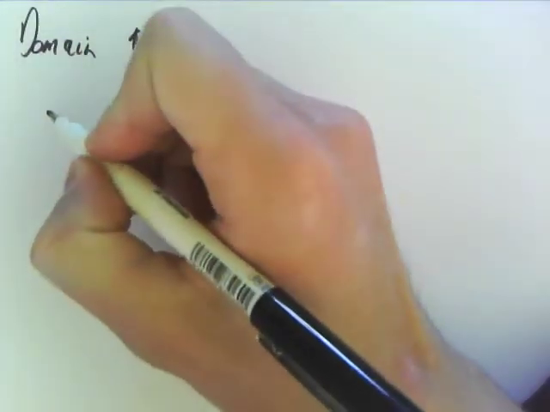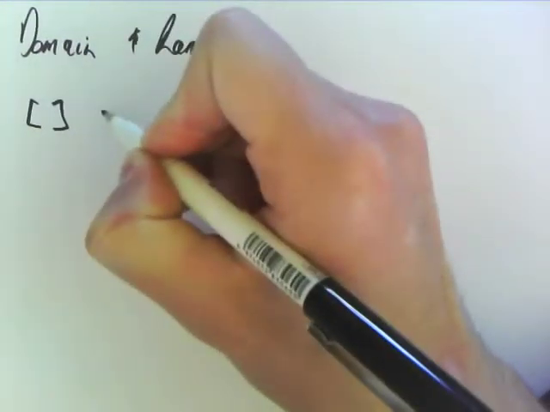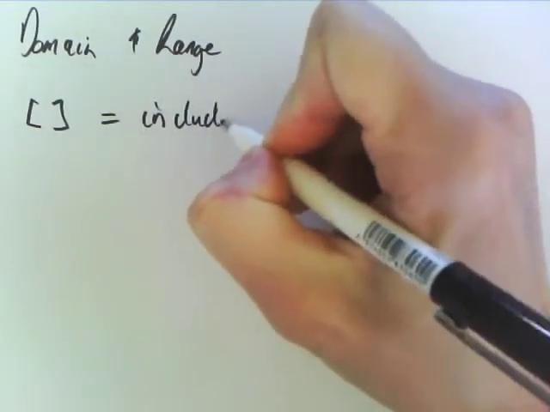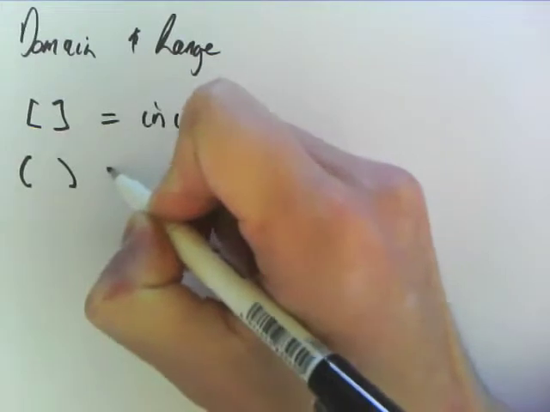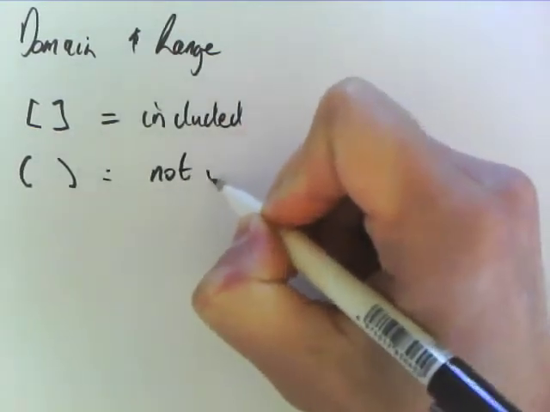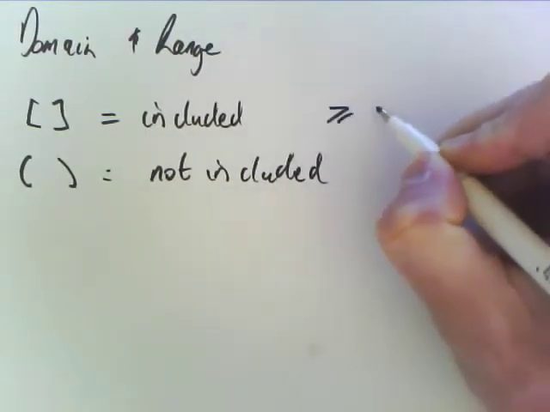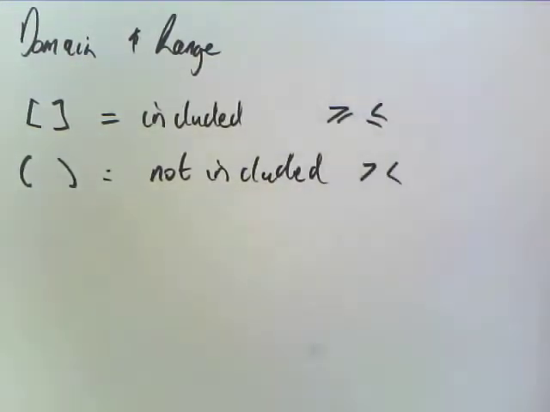The first thing you need to know for domain and range is about interval notation, and that's all to do with brackets. Square brackets mean included. Round brackets mean not included. So they have the same function as your greater than or equal to, less than or equal to, greater than and less than signs.